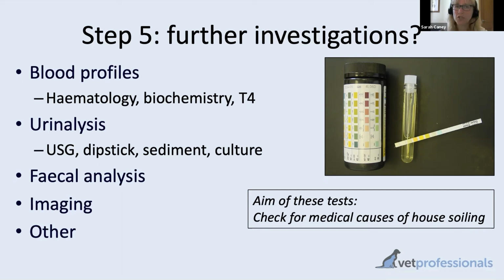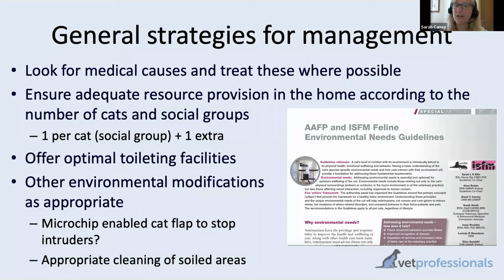So I've put here imaging, which means x-rays and ultrasound, and other as examples of things that, depending on what information is gathered so far, might be helpful. It's going to differ between individual cats as to what exactly is needed and recommended. But the aim of the test really is to make sure, as far as possible, that we've understood whether or not there is a medical cause of the problem. Because of course, when it comes to management, if there is a medical cause, then that should be treated.